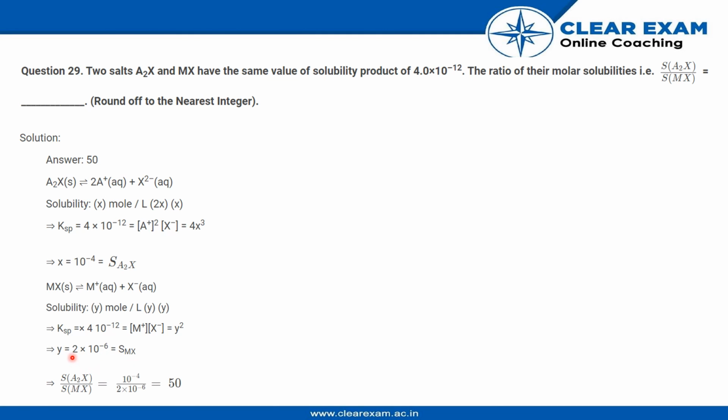Now on taking the ratio of these solubilities, we get 10 raised to minus 4 upon 2 into 10 raised to minus 6, which is equal to 50.